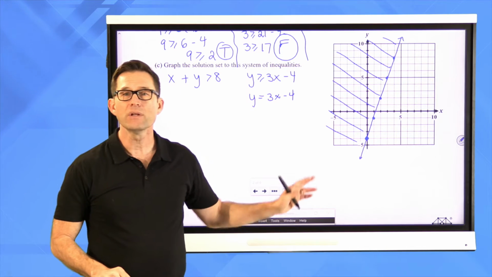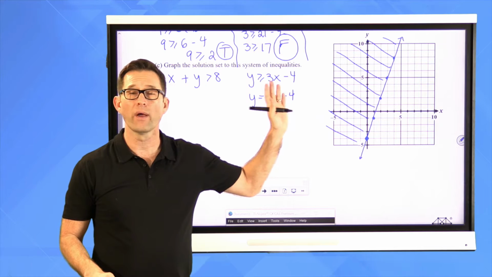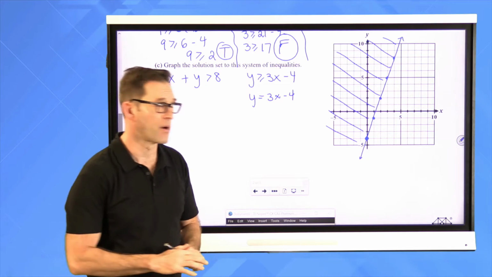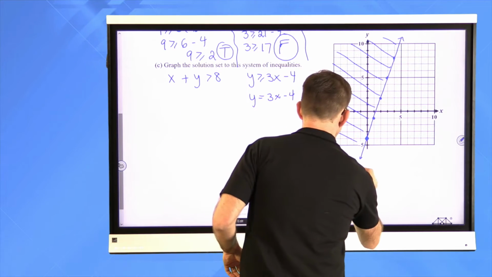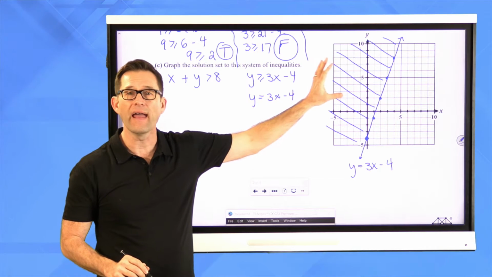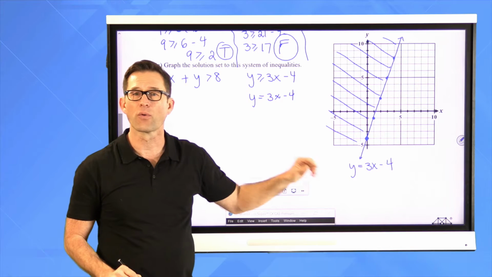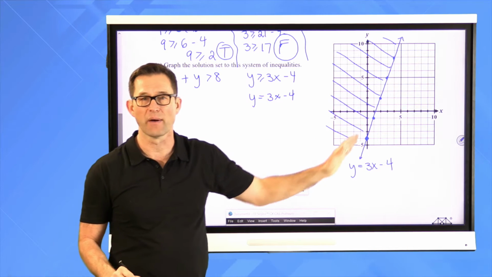Now, I should label this line with either the equation of the line or the equation of the inequality. It really doesn't matter which. My particular preference is to actually label it with the equation of the line. In fact, everything, including the line and the shading, is y greater than or equal to 3x minus 4, but the line itself is just y equals 3x minus 4.